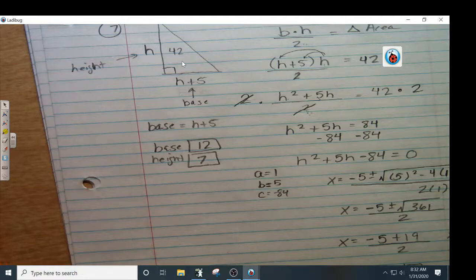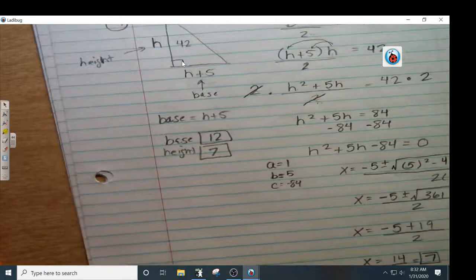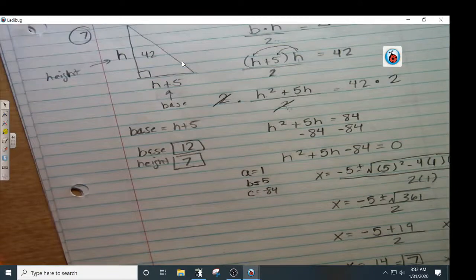If it's a negative number, don't have it. Don't do it. All right, guys, why don't y'all try number 5? Try number 5 and see what you can do with it.